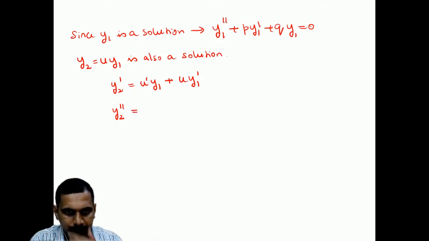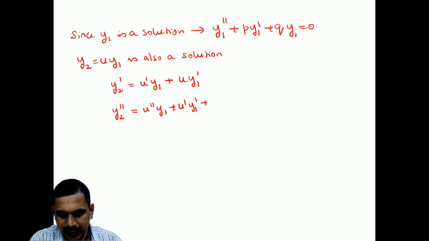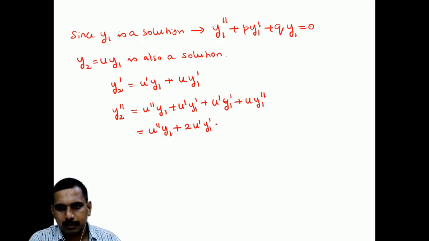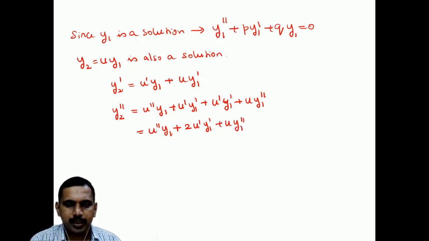y2 double dash would be u double dash y1 plus u dash y1 dash plus, here let us come, u dash into y1 dash plus u y1 double dash. Correct? So this would be u double dash into y1 plus 2 times u dash y1 dash plus u into y1 double dash. Correct? So let us substitute in equation 2.